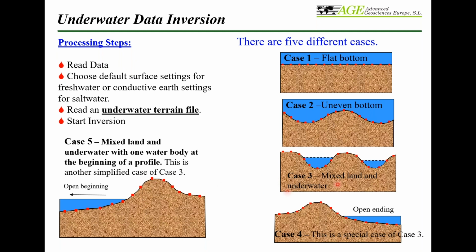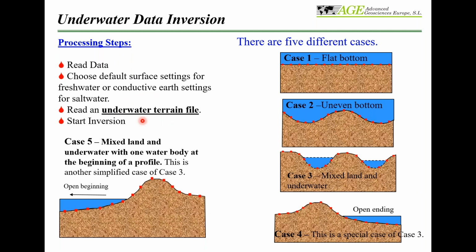So there are examples in the user manual of Earth Imager. You can find these examples and you can just use whichever corresponds to your study and prepare your underwater terrain file for one of these cases, and then read your data, choose your default setting, like a CRP measurement or salty water measurement, freshwater measurement, and Earth Imager 2D has this kind of default setting options, and then read the underwater terrain file and start inversion.